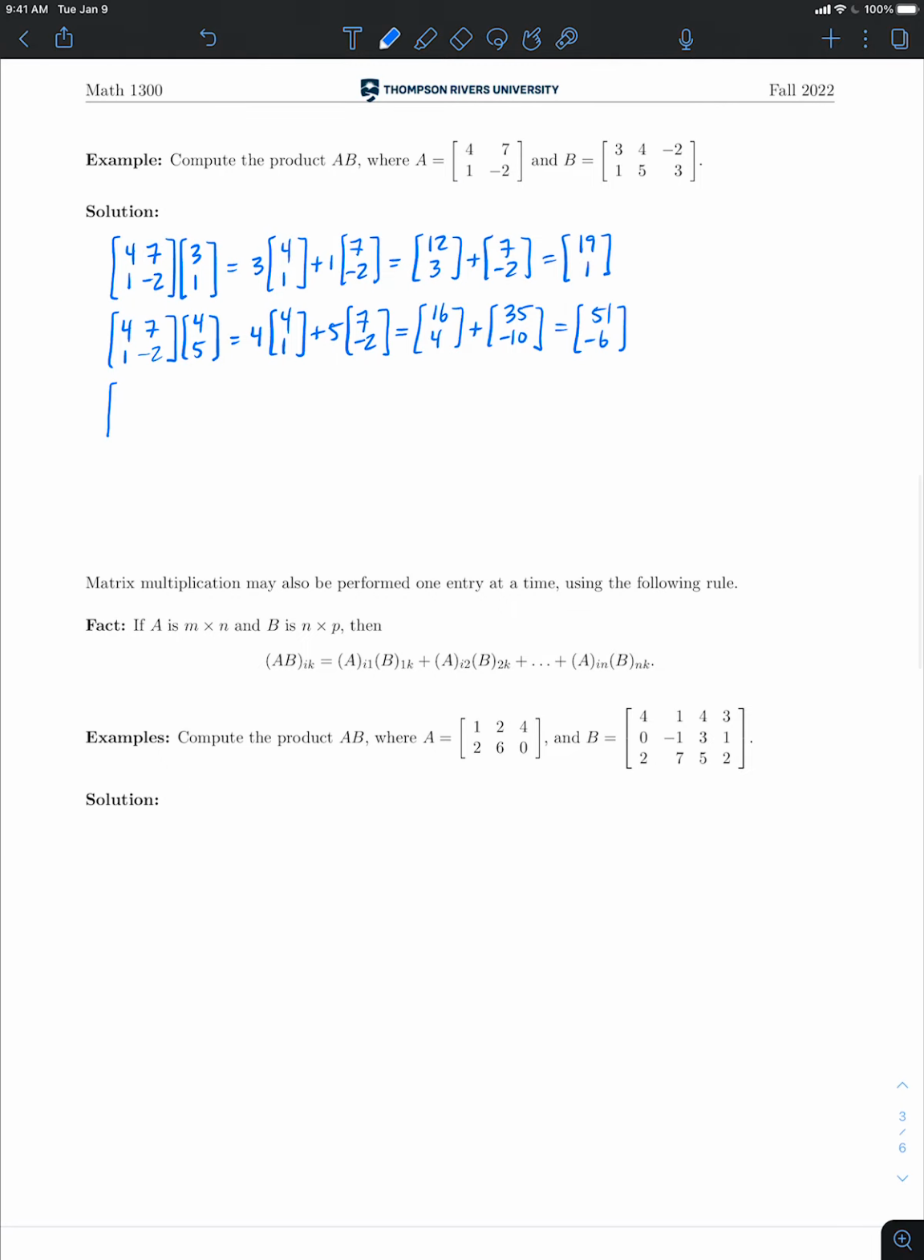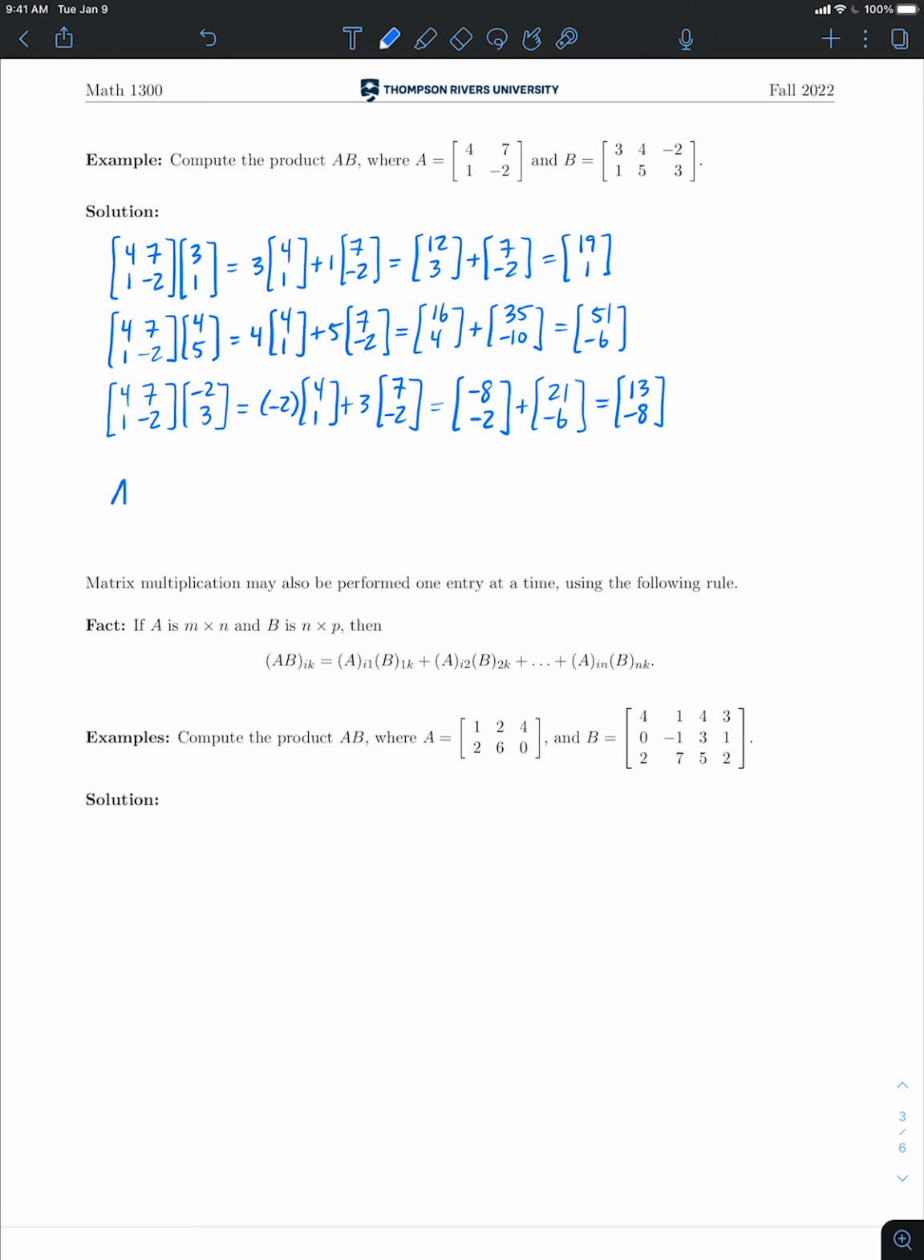And then finally we're going to multiply A by the third column of B, which is negative 2, 3. So we're going to have negative 2 times the first column of A plus 3 times the second column of A. So that works out to what? Negative 8, negative 2 plus 21, negative 6. So what does that give us? We'll have positive 13 and negative 8, and now we have everything we need.